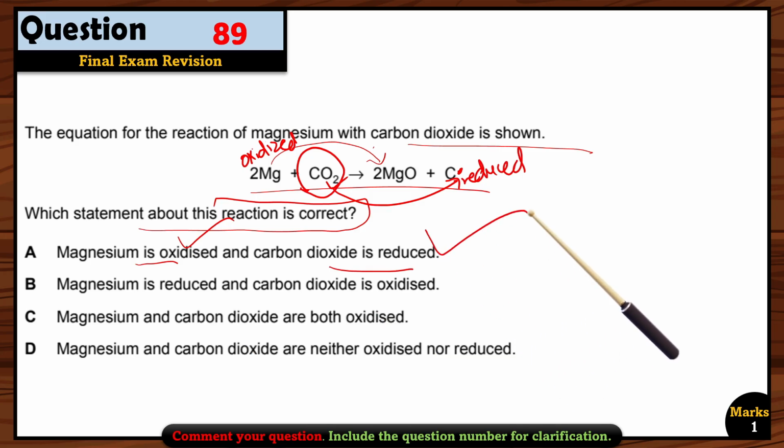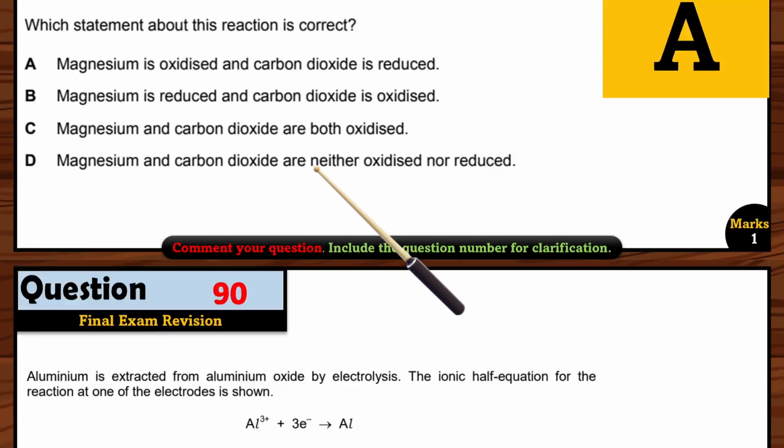But we can see the other options also. Magnesium is reduced, wrong. Why? Because magnesium gained oxygen. Gaining oxygen means oxidation. Magnesium and carbon dioxide both are oxidized, wrong. Magnesium is oxidized, carbon has lost the oxygen, so it is reduced. Magnesium and carbon dioxide are neither oxidized nor reduced. That's wrong, okay? Because in a redox reaction, you either lose oxygen or gain oxygen. So this is the first definition that fits this equation, okay? So that's why option A is the right option.